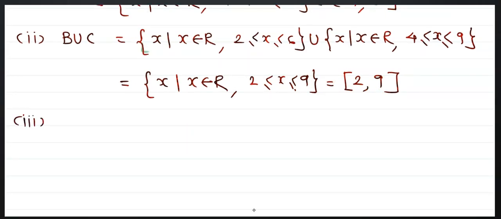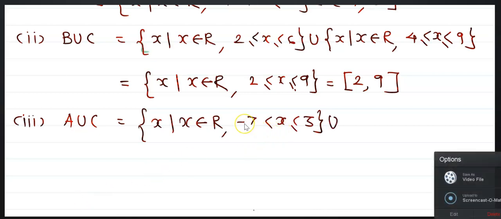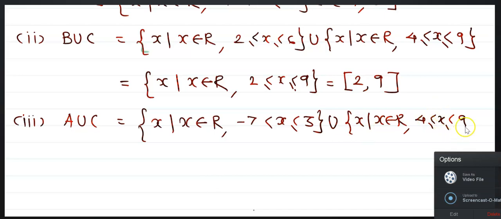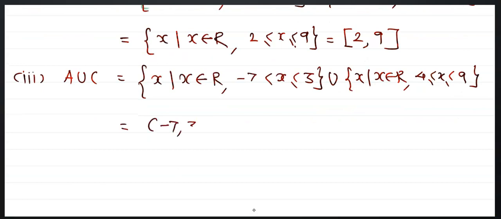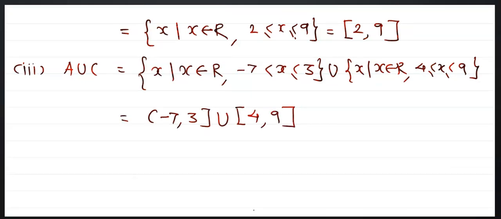Now next is A union C, which is equal to {x : x ∈ ℝ and -7 < x ≤ 3} union {x : x ∈ ℝ and 4 ≤ x ≤ 9}. This is written as the open-closed interval (-7, 3] union the closed interval [4, 9].